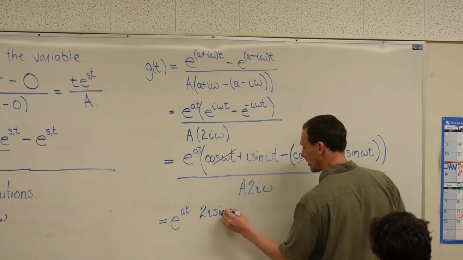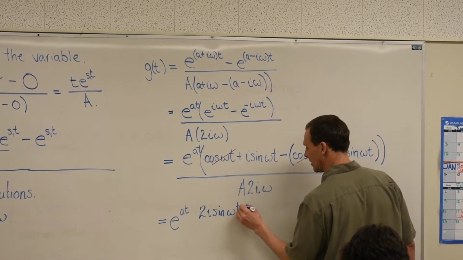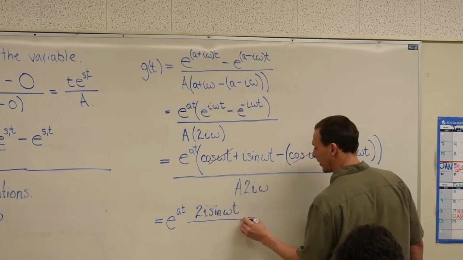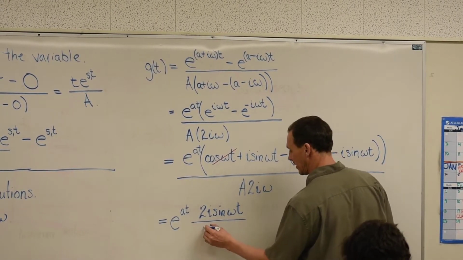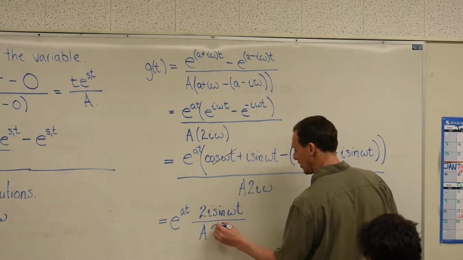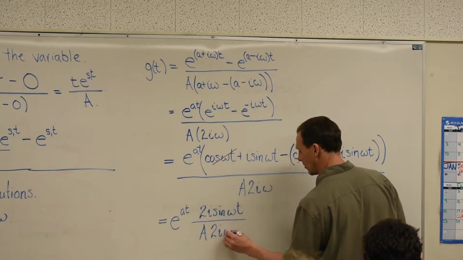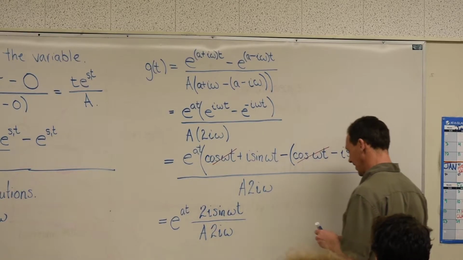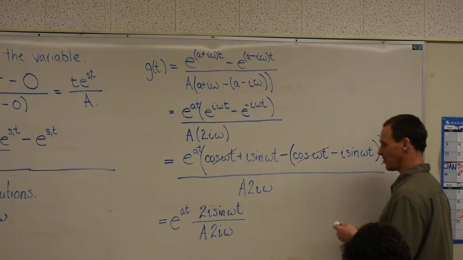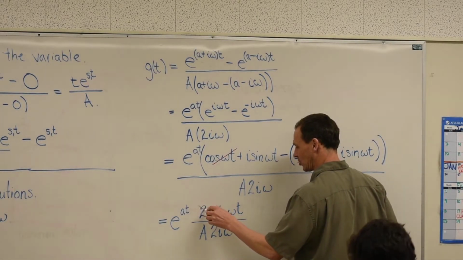Sine omega t over what? A times 2i omega. Oh, look at that. You get all sorts of just delightful cancellations.